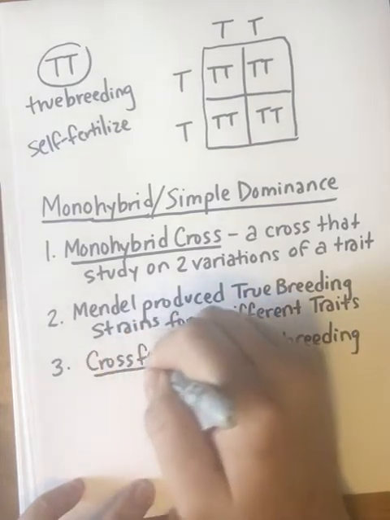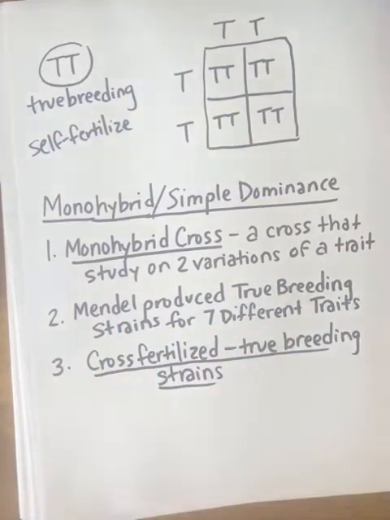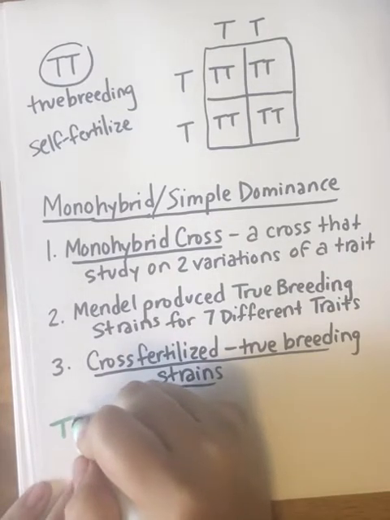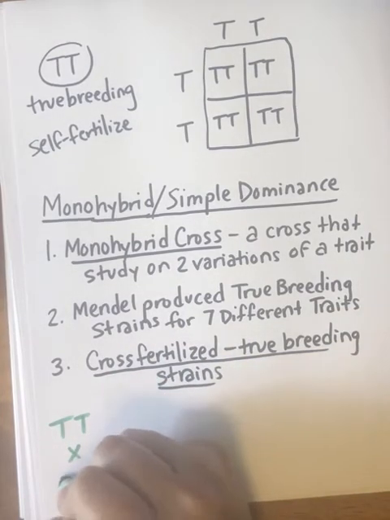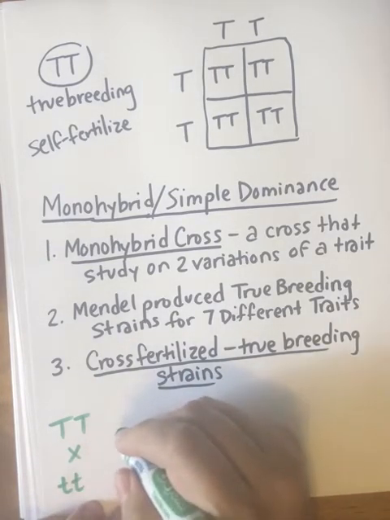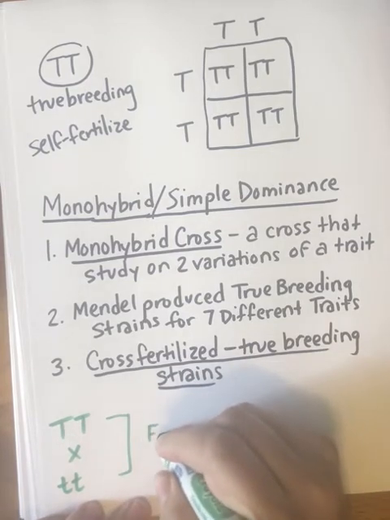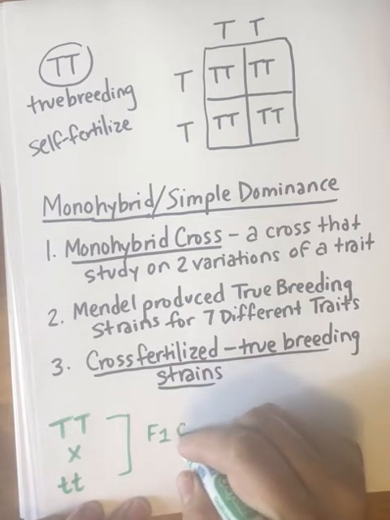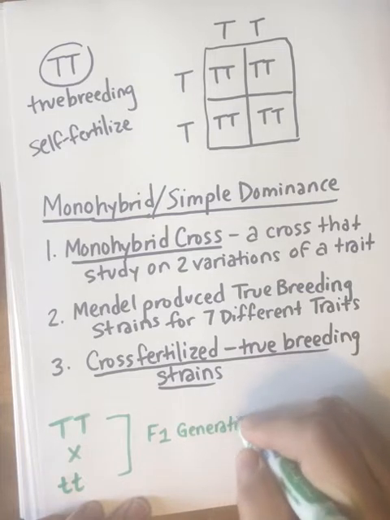Now, when you cross-fertilize true breeding strains, Mr. Mendel called this his filial generation. His filial generation is his first generation after crossbreeding. So we call this the F1 generation. When we take tall and we cross-fertilize it with a true breeding short, this is going to produce your F1 generation. The generation of hybrids.